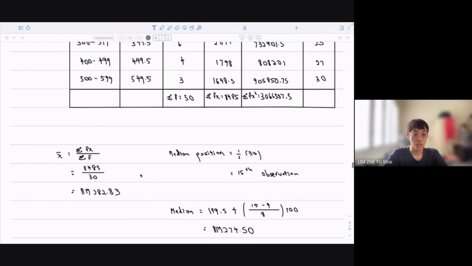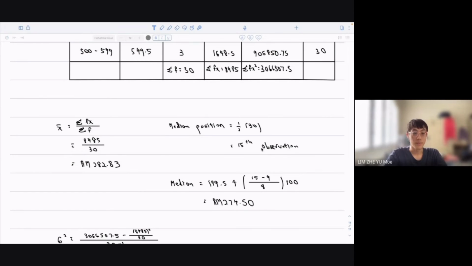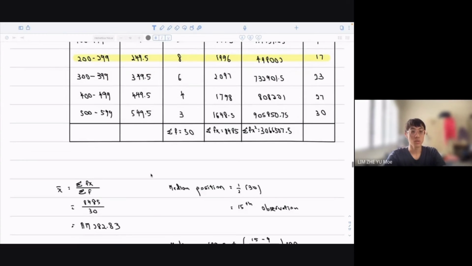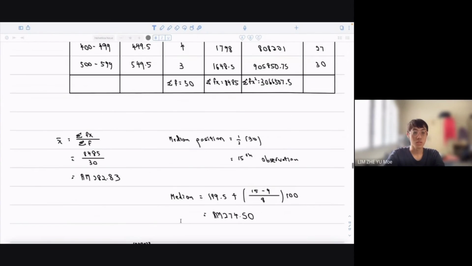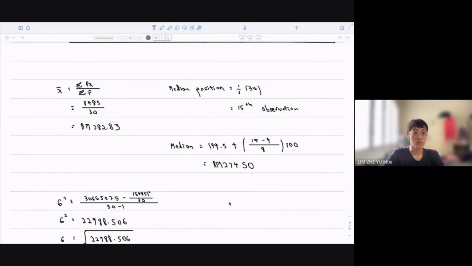After that, we move to the median. Since this is grouped data, we need to find the median class first. So we need to divide 30 by 2, and we get that the median is the 15th observation. And according to the cumulative frequency, the median class is 200 to 299. Then we can calculate the median, which is equal to 274.50.